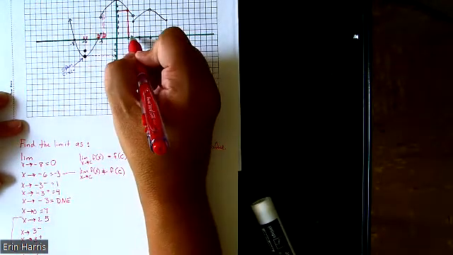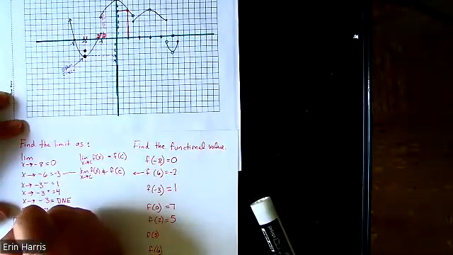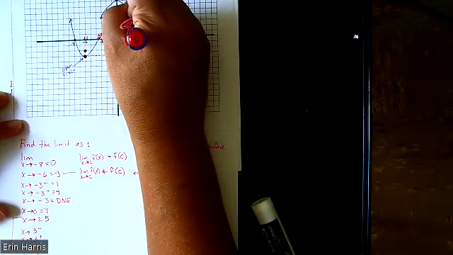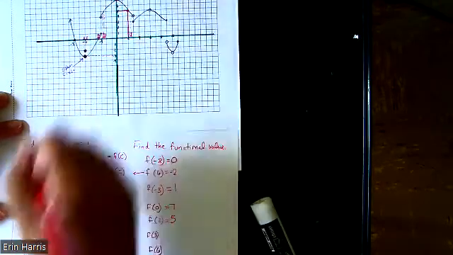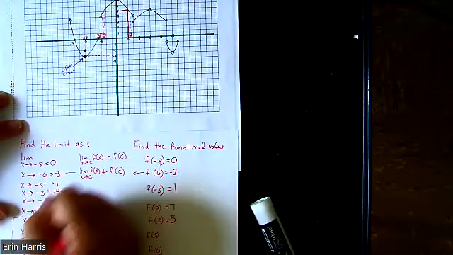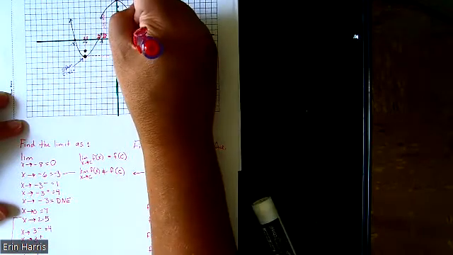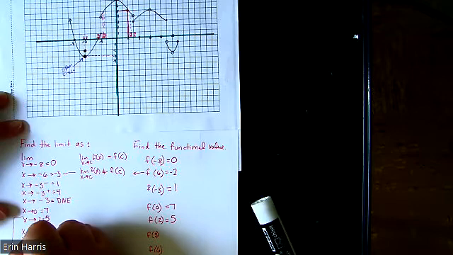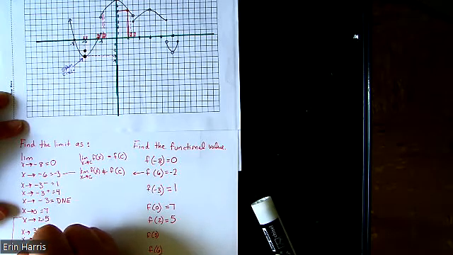Okay, at positive 3, right? The negative's behind it, so this is positive 3. If I stand at the left, I see functional values close to 4. If I stand on the other side, I see functional values close to 3. And when my left and right hand don't match, it's DNE for the limit.